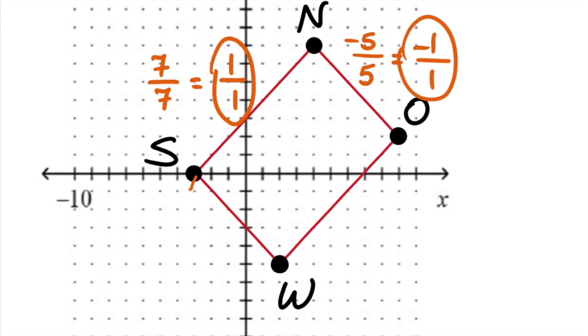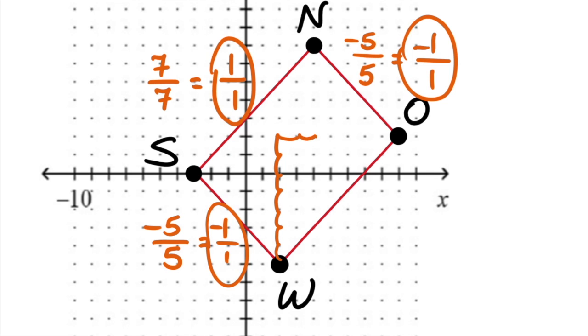From S to W is 1, 2, 3, 4, 5 down. 1, 2, 3, 4, 5 over. So that matches up with the last one we just did. Negative 5 over 5, the same as negative 1 over 1. And then last but not least, W to O. 1, 2, 3, 4, 5, 6, 7 up. 1, 2, 3, 4, 5, 6, 7 over. So up 7, over 7. 7 over 7 is the same thing as 1 over 1.